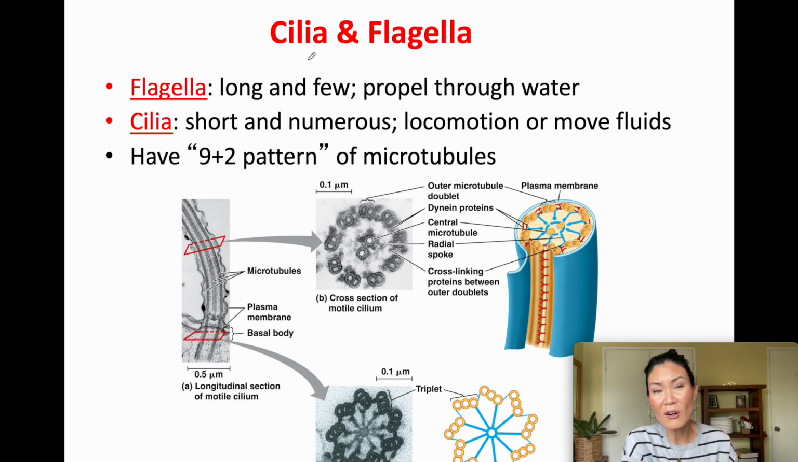Cilia and flagella are also made up of microtubules, but their purpose is not to move DNA around during mitosis and meiosis, and it's not to provide cellular structure and support. Cilia and flagella are for movement, for movement of the cell or the organism.